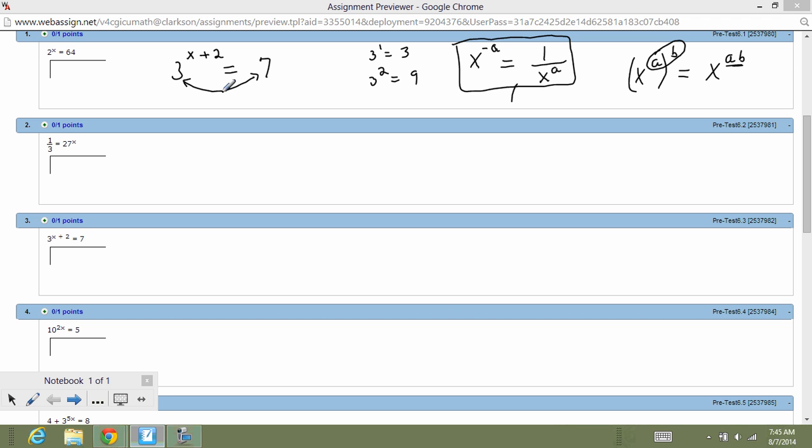Okay? So what we're going to use here is the other technique that should be familiar from high school, and that's the technique of logarithms. So I'm going to do a log of each side, and I'm going to say log 3 to the x plus 2 power equals log 7. Okay?